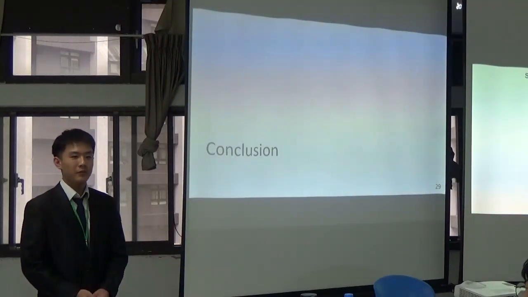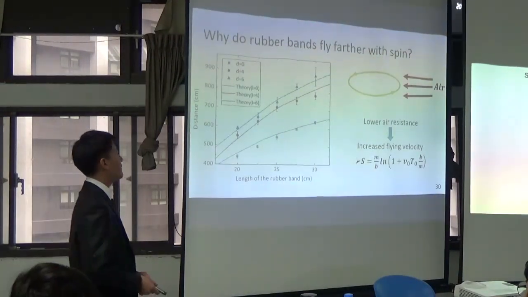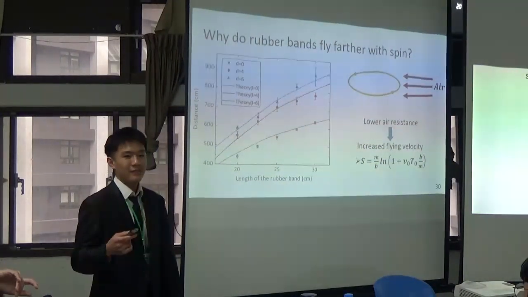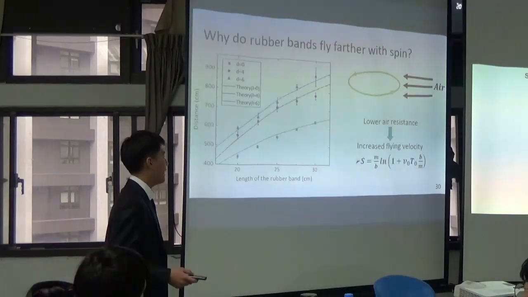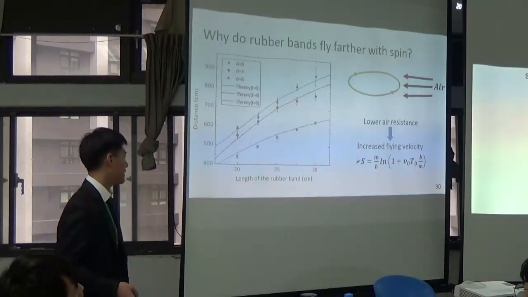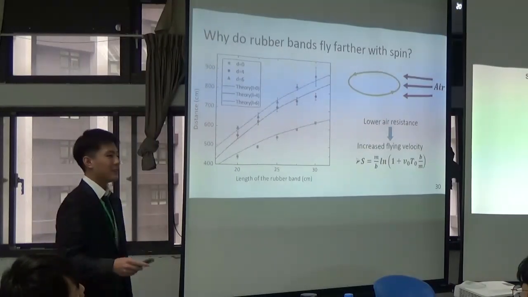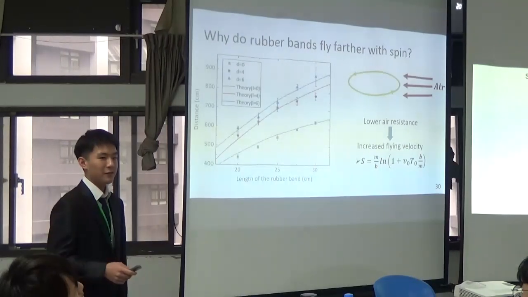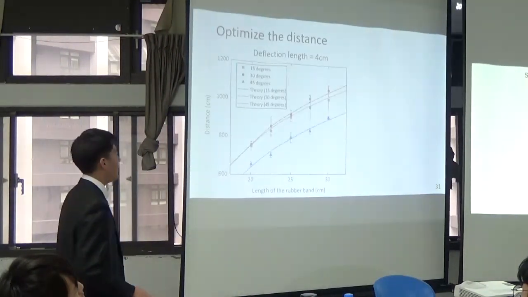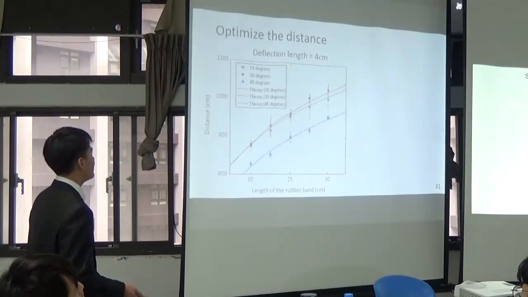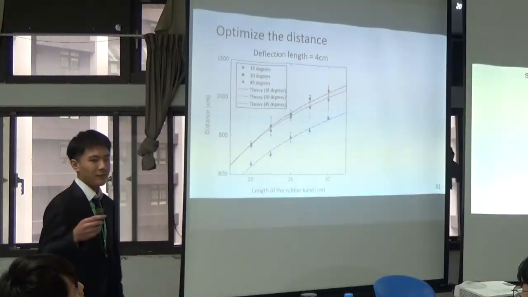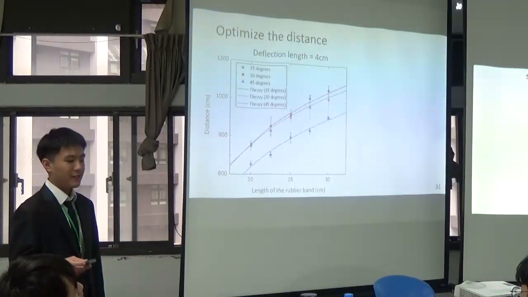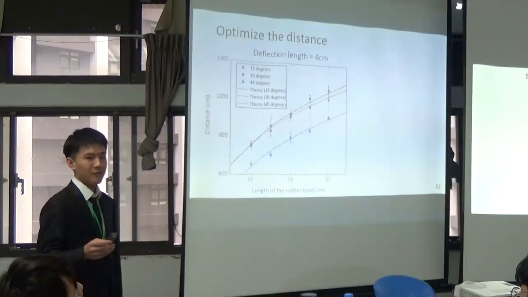So my conclusion of the report. Why do rubber bands fly farther than spin? So first, the rubber band will have lower resistance, and it will have increased flying velocity. Also, I have to add that the potential energy of the rubber band will be increased if you non-uniformly stretch it. And then how I optimize the distance is by optimizing the angle and also the stretching, the deflection length, to a perfect value.